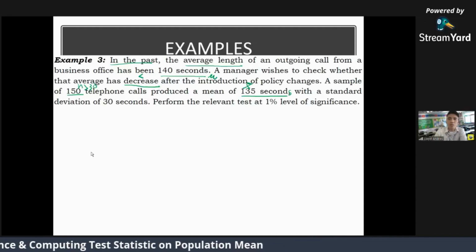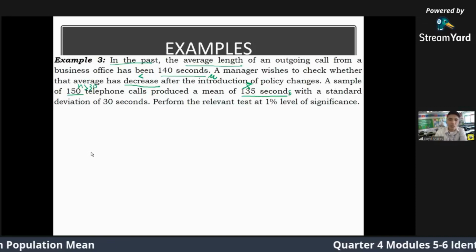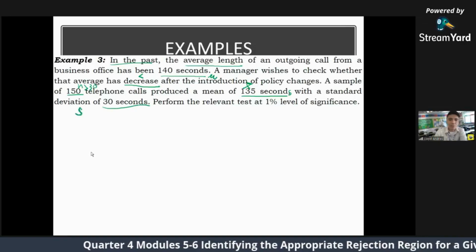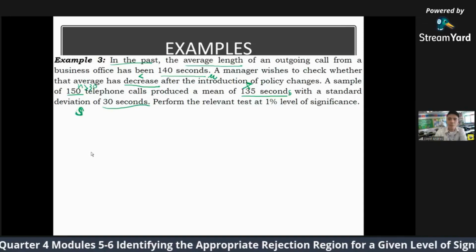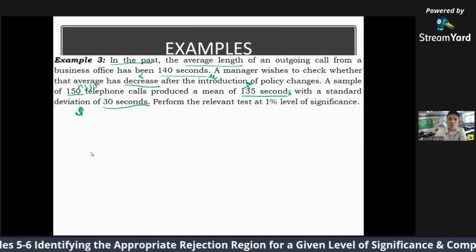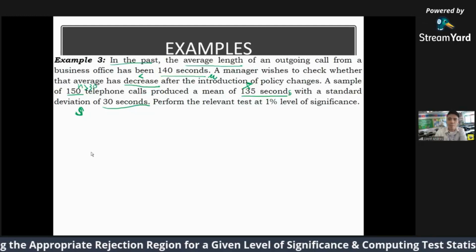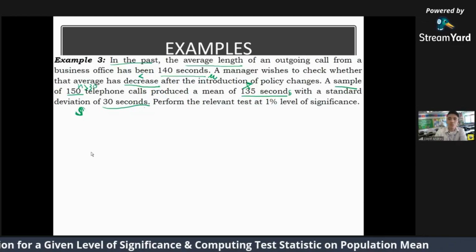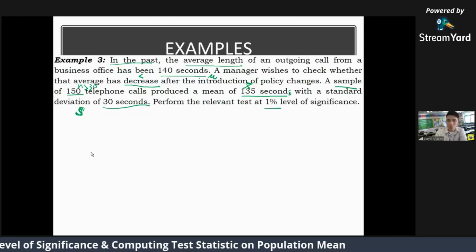And with a standard deviation of 30 seconds. So kani S ni siya. Ngano man? Because this value came from a sample. So dili siya sigma, S. So natay 1% or your alpha is 0.01.